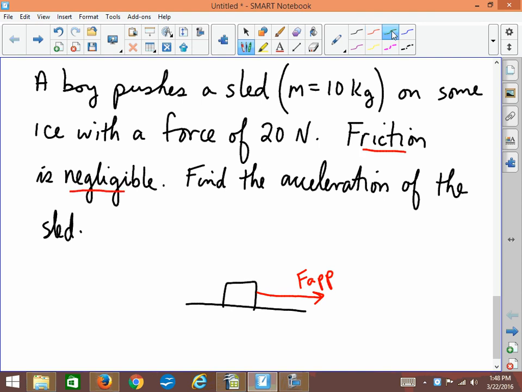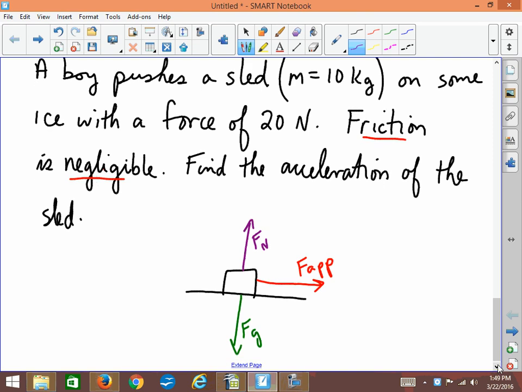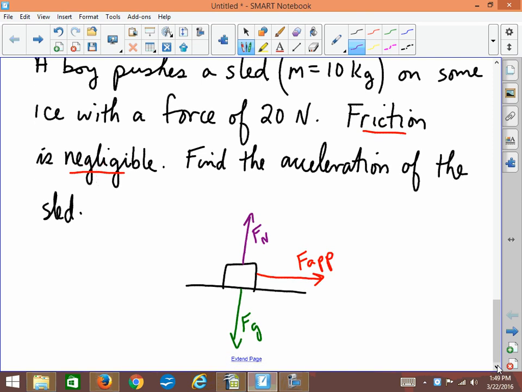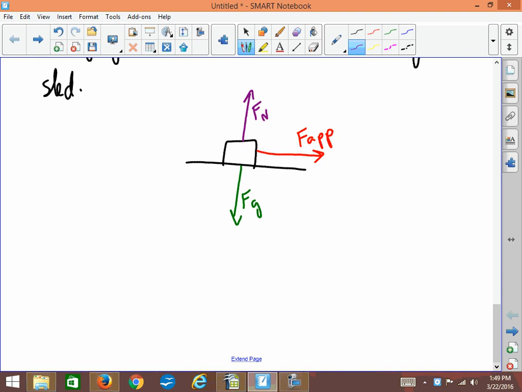The other thing we have, of course, is gravity. That would pull down, Fg, right? And we have the force of the ground pushing back up. But here's where Newton's laws can help me keep it simple. If I look at the picture and I imagine a boy pushing a sled, is there any motion of the sled, any acceleration going up or down? No. There is nothing happening.